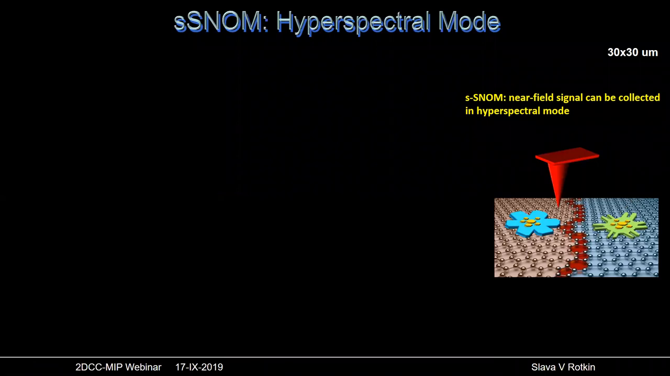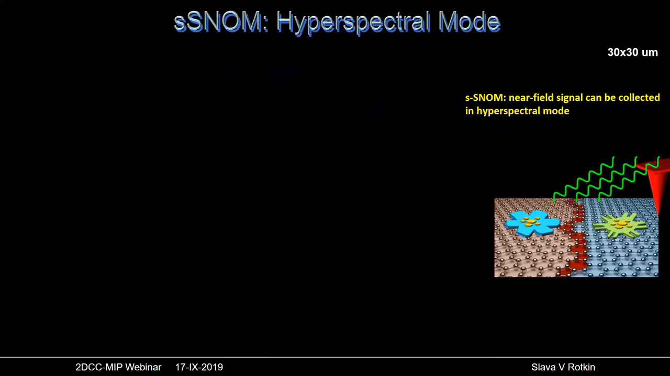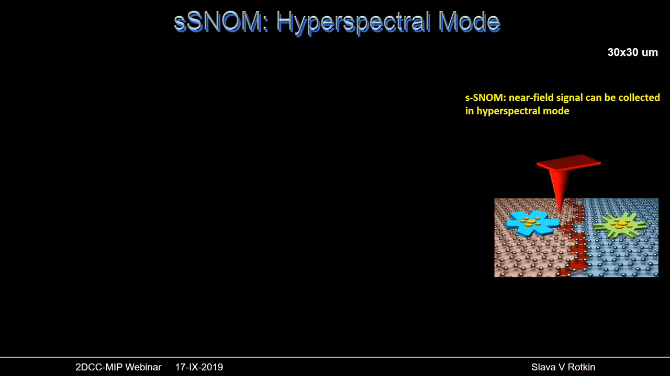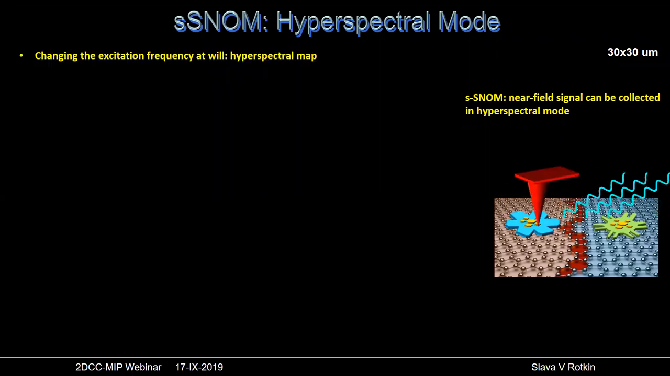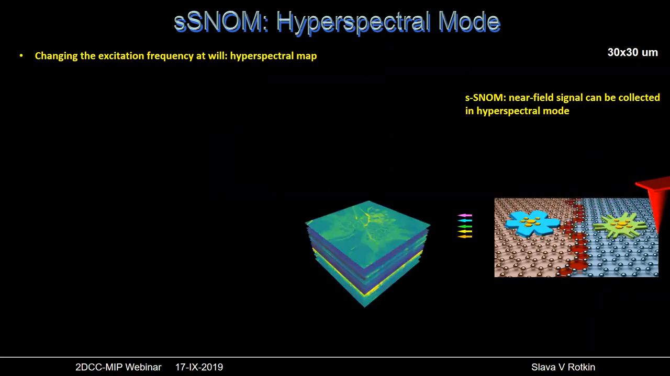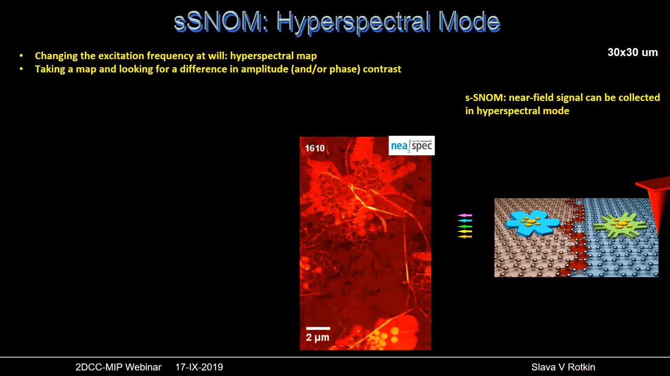So, the hyperspectral mode of imaging. When you shine light on the graphene sample and take a map, you can tune the wavelength of your light, take another map, tune the wavelength again, take another map, and then make a stack. With the stack of maps, you look at the difference in the amplitude or phase, you look at the contrast, and you look at how the contrast changes as a function of the wavelength.